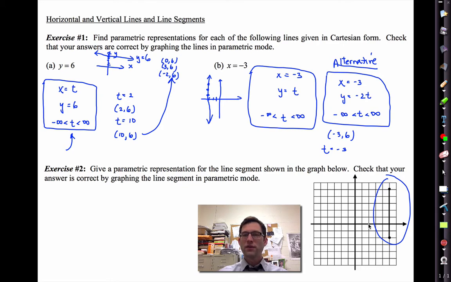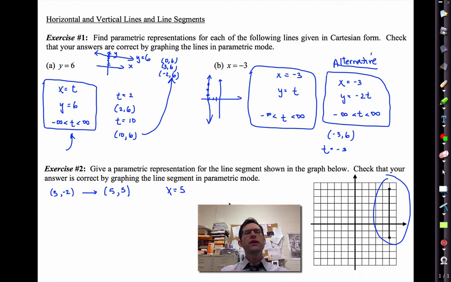So what do I know? 1, 2, 3, 4, 5. What I know is that I've got a line segment that goes from positive 5, negative 2 up to positive 5, positive 5, right? Now this is definitely a segment of the vertical line x equals 5. It's a portion of it.